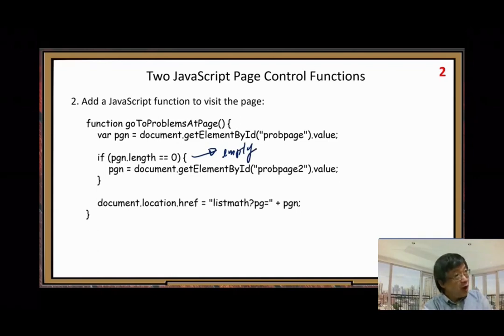We check if that string, pgn.length, equals 0. So that is the empty case. Then we should retrieve the page number from the bottom input page field. This time we use the ID prob page 2 to get a different possible page value.